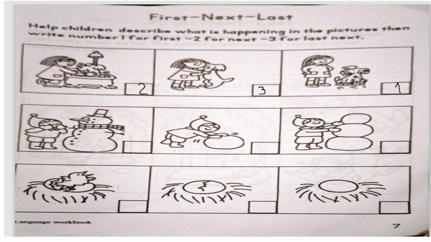In the next sequence, we have a girl that wants to build a snowman. What happened first? She makes one ball. Next, she has 3 balls, and last, she has a frosty.